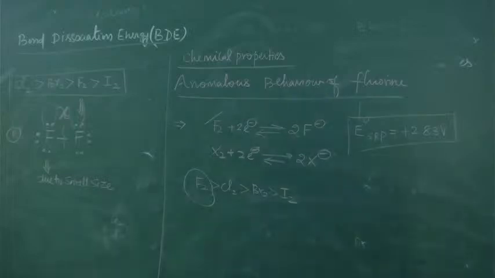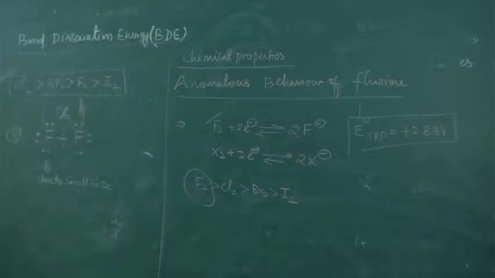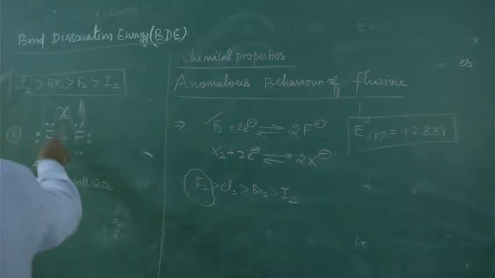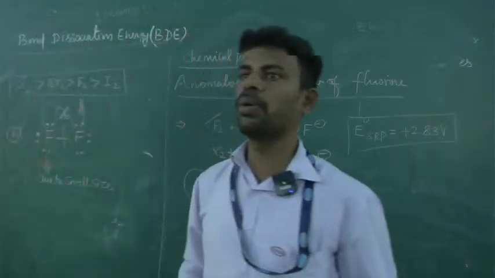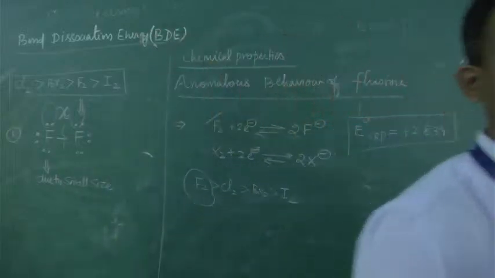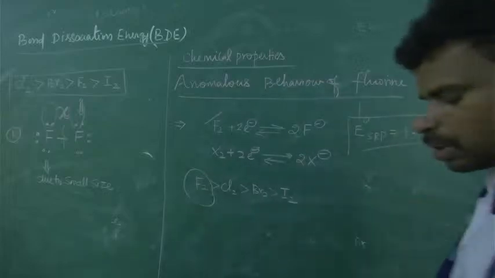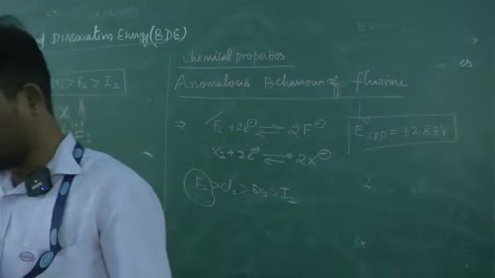For example, the reasons for anomalous properties: size, electronegativity, then low bond dissociation enthalpy because of lone pair repulsion. The last one is absence of vacant d orbital. The fifth point is a high value of electrode potential. SRP value is going to be next.